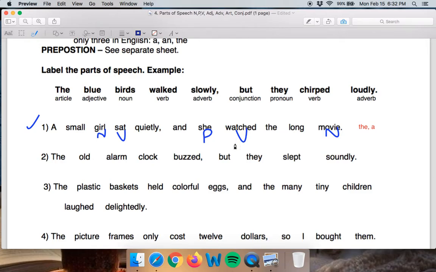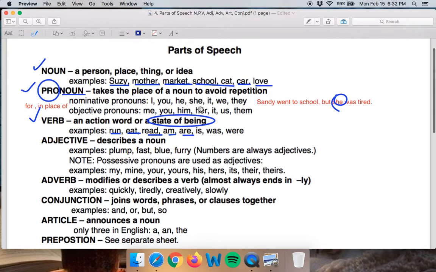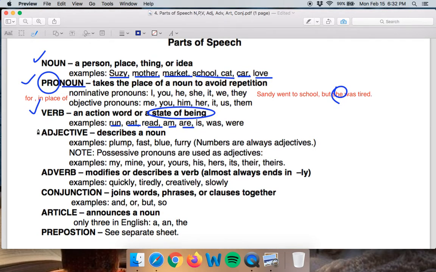Okay. Now let's go back up to the top here and think about the next two parts of speech, adjectives and adverbs. Now, these two parts of speech, these are describing words. So they describe. We say they modify other words, but it means the same thing as they describe other words. So adjectives describe nouns and adverbs describe verbs.